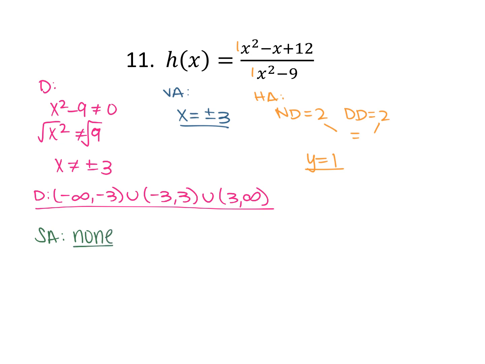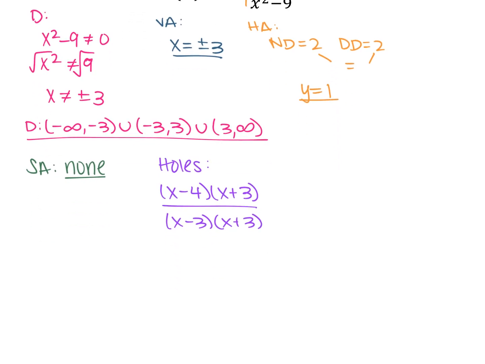Then for your holes, you are factoring, so you would have x minus 4 times x plus 3 over x minus 3 times x plus 3. The same thing that's on the top and the bottom is the x plus 3. So we set it equal to 0 and solve, and we get a hole at x is equal to -3.